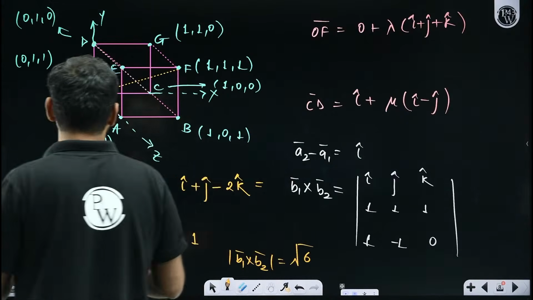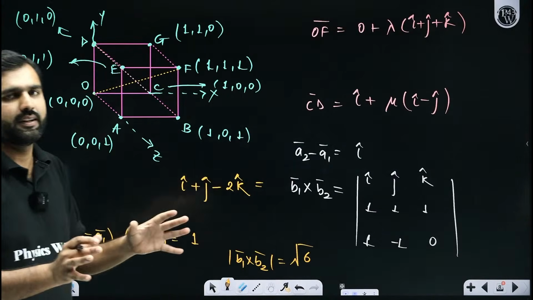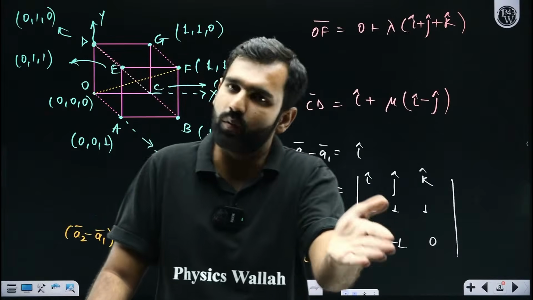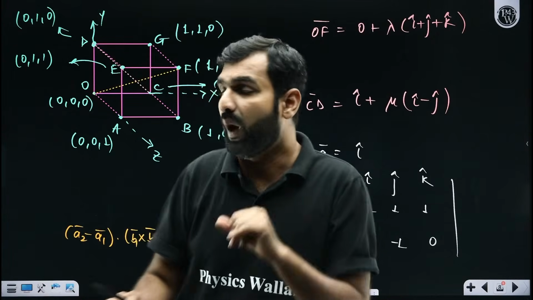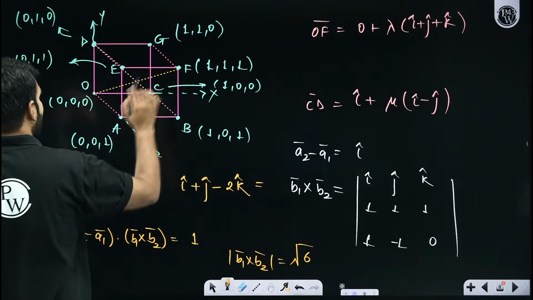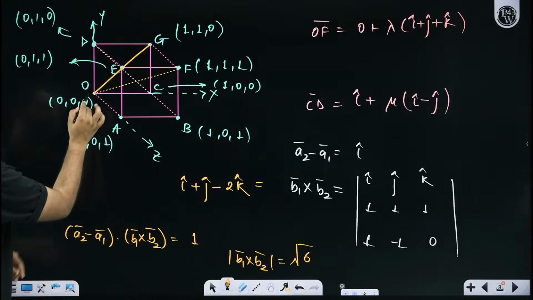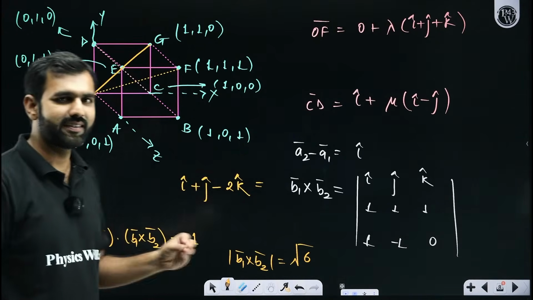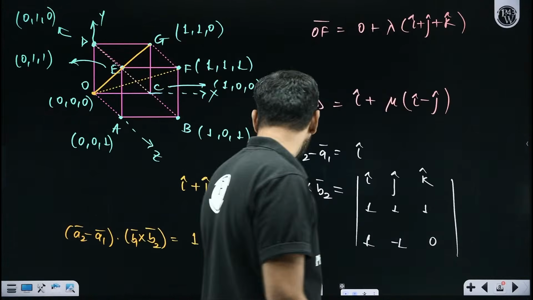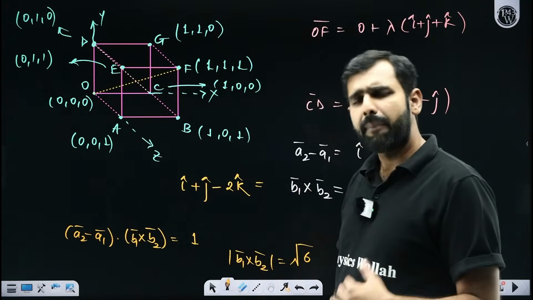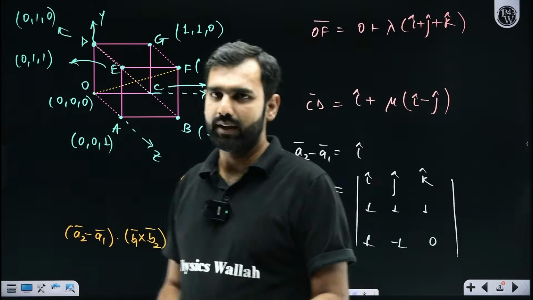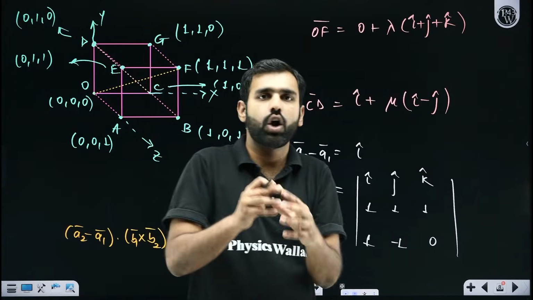All of you need to understand, if you're taking any other combination than that, you will be getting it as either 1 by root 6 or 0. Why 0? Let's say with OF, let's say I'm taking OG. So OF and OG are intersecting at O, so the shortest distance would have been 0. Apart from that, whichever diagonal you are taking, it is either intersecting it or not intersecting it.